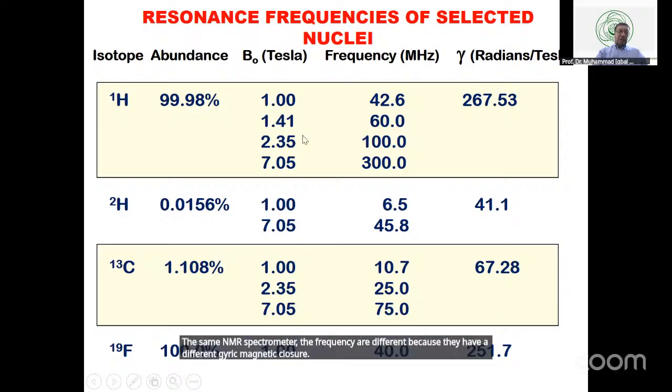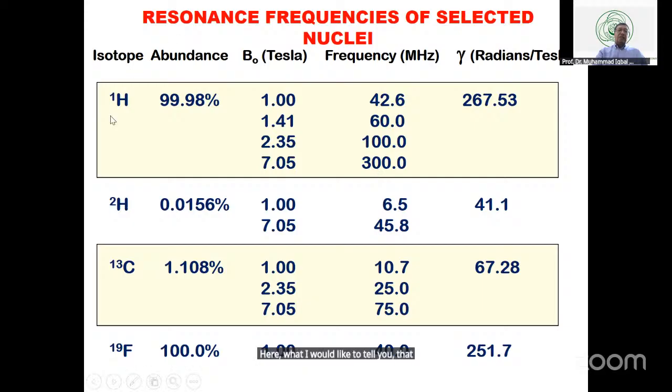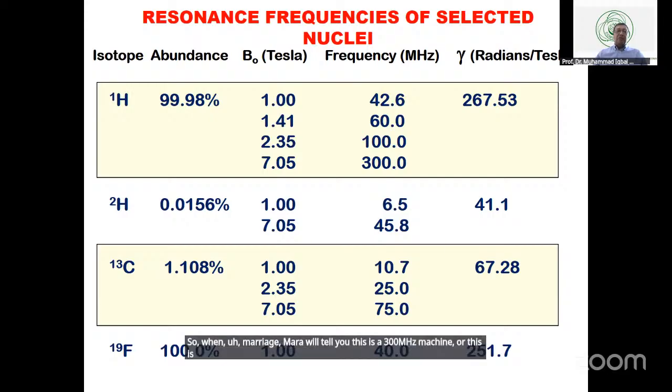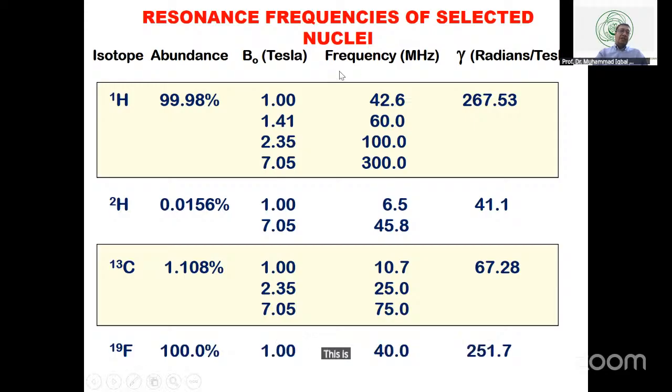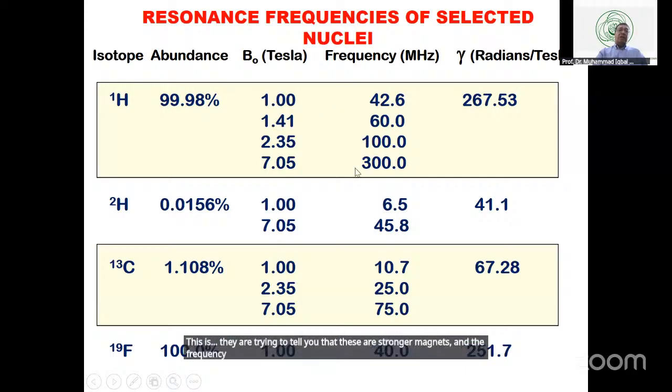Here, what I would like to tell you is that NMR machines are defined on the basis of proton megahertz. So when someone tells you this is a 300 megahertz machine, or this is 500 or 400 or 600 or 800, they are trying to tell you that these are stronger magnets, and these machines are actually defined conventionally by that frequency.